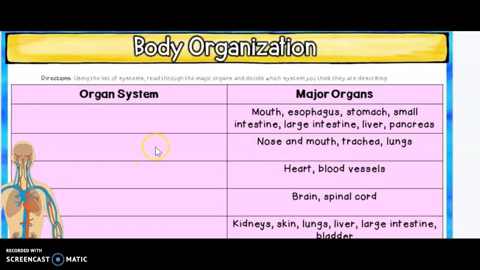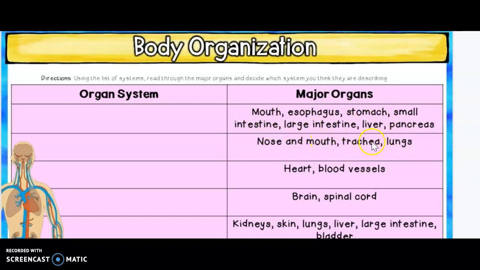Then on this slide here, it says using the list of systems, read through the major organs and decide which system you think they are describing. So what system are they describing when they're talking about the mouth, the esophagus, the stomach, the small intestine? So if you can't figure it out off the top of your head, you might want to Google these organs and see what system they're part of.